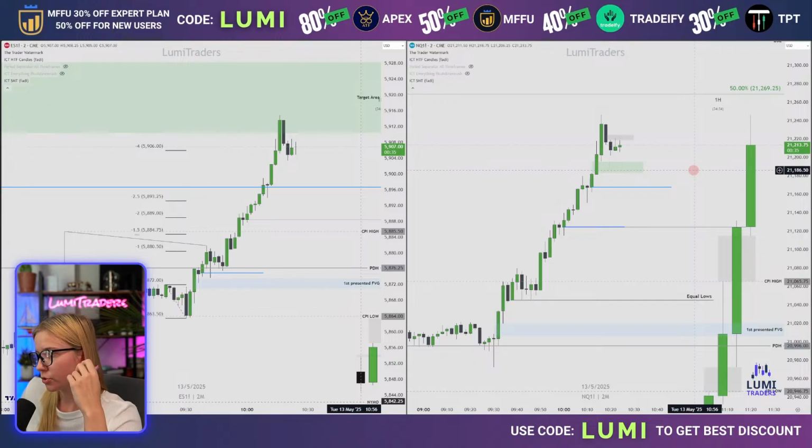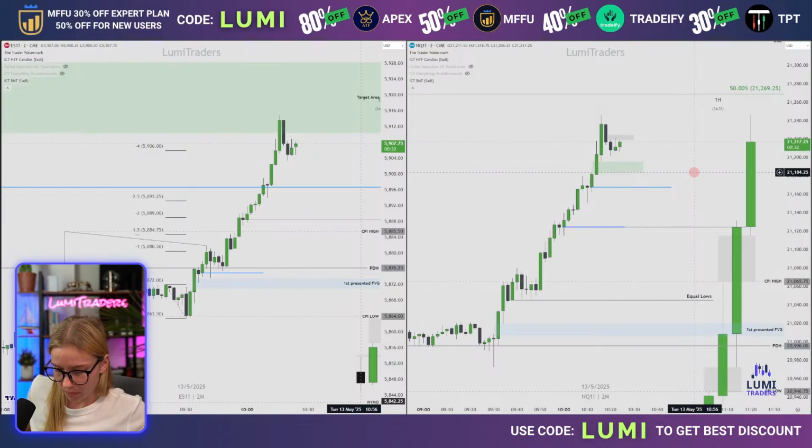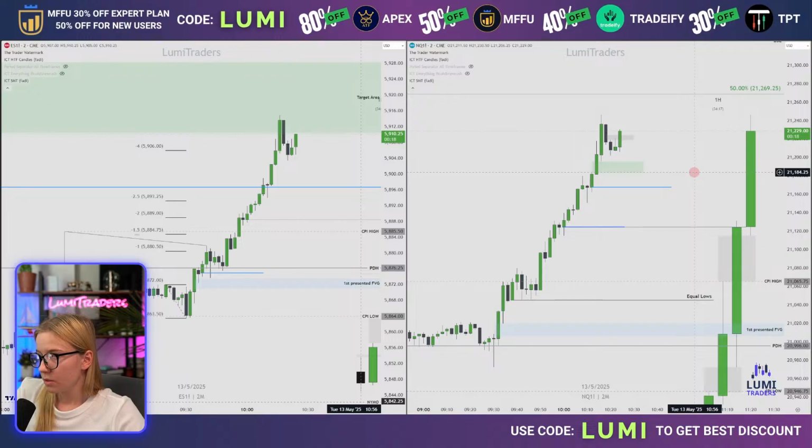I'm just trying to be patient right now. I just need to have any signs of smart money reversal on lower time frame, and on 1-minute chart we don't really have any yet. Just need to wait for order block, preferably for order block.